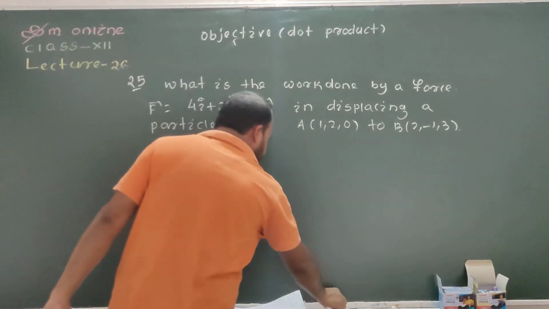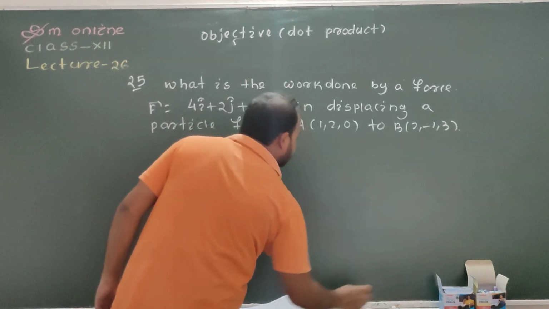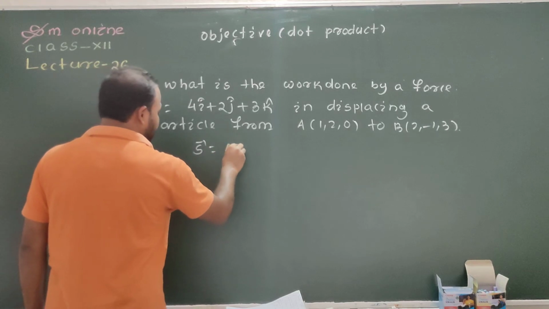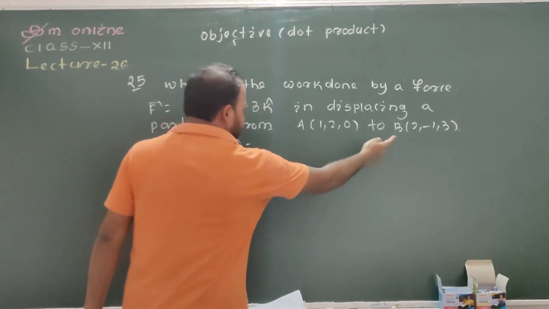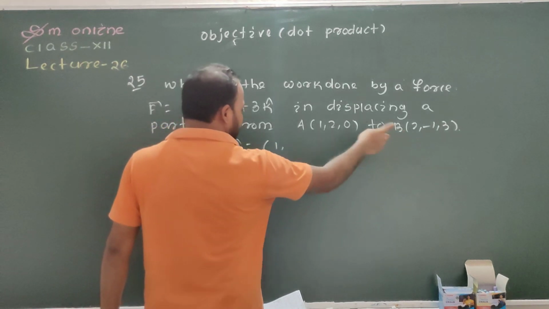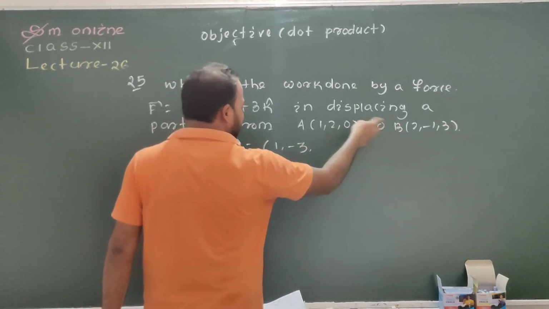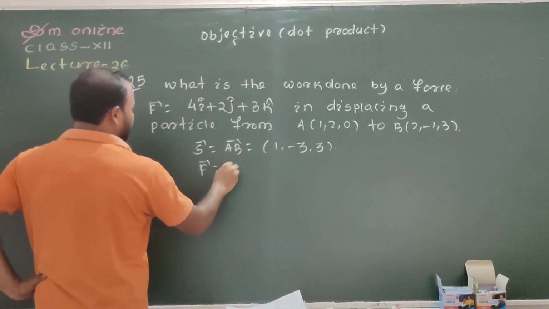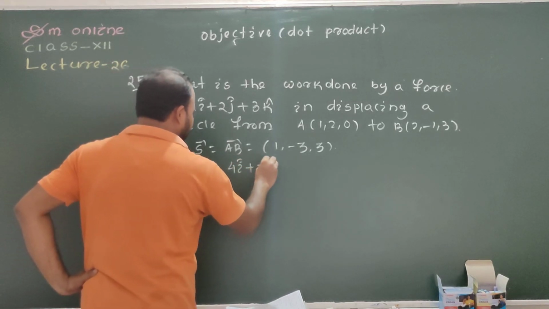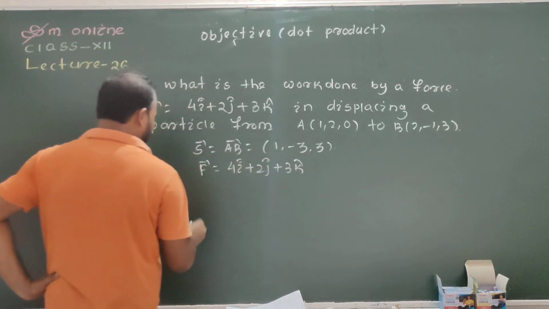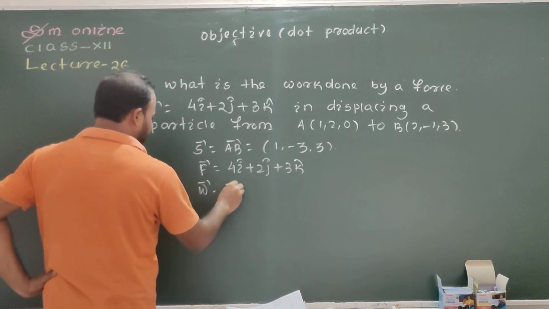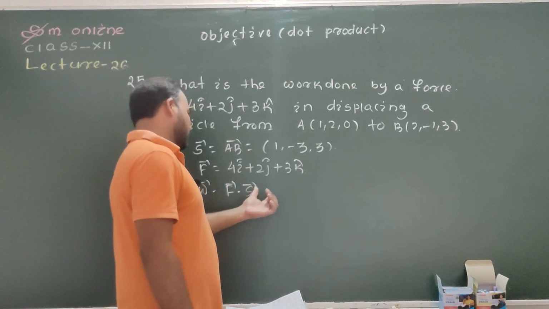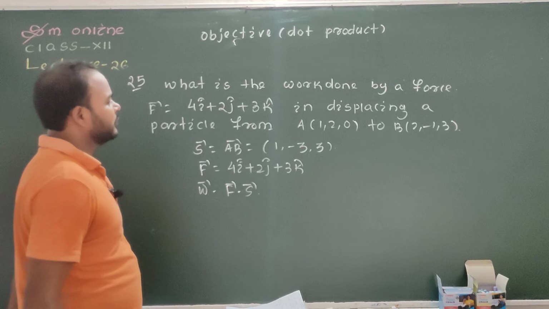Okay, so this is A and B. So here S, that is displacement, equals AB vector. Now this is 2 minus 1, that is 1, then minus 1 minus 2, that is minus 3, and 3 minus 0, that is 3. So here F equals 4i cap plus 2j cap plus 3k cap. Now W vector equals vector F dot vector S. We find the value of the dot product of these two and we get the answer.